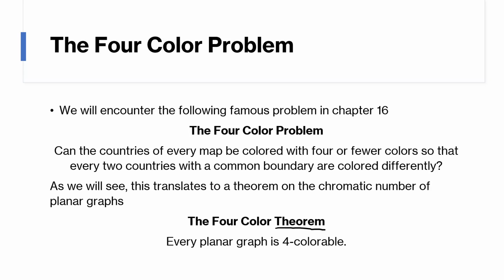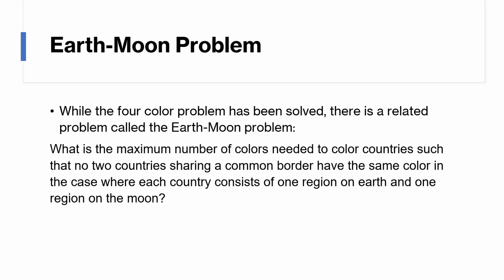So this problem has already been solved. This is not an unsolved problem in graph theory. The solution does involve computers, and so there are some mathematicians out there that still want a solution to this problem that doesn't involve any computer intervention. But I think most graph theorists accept that this problem has been solved, though maybe some still want a proof that doesn't involve computers. So what's the unsolved problem here? Well, this is a variant of that problem, and it's called the Earth-Moon problem.